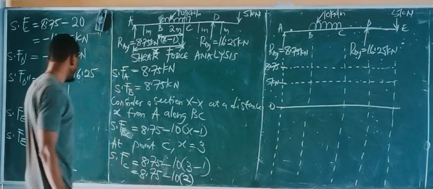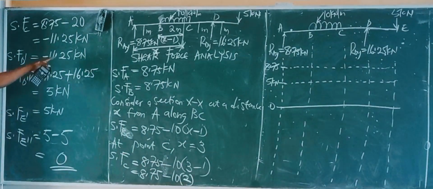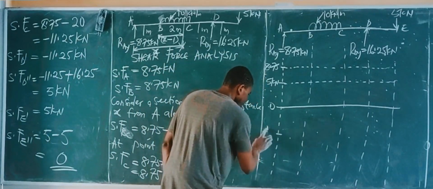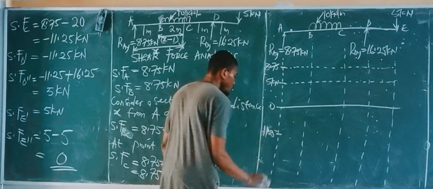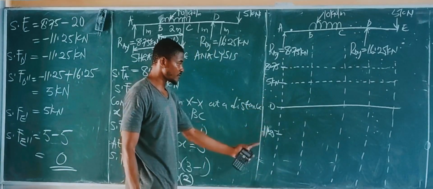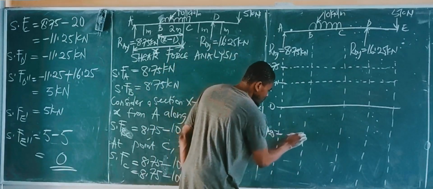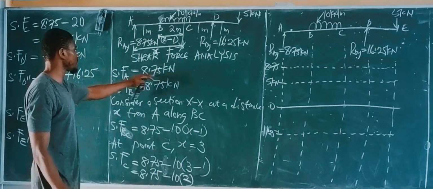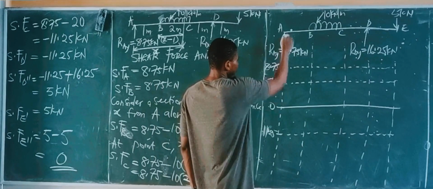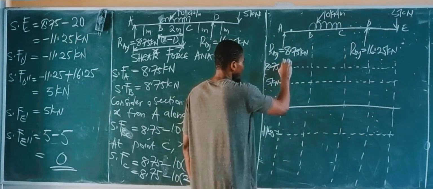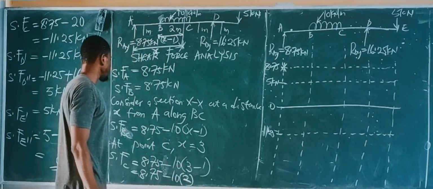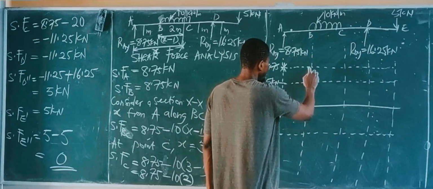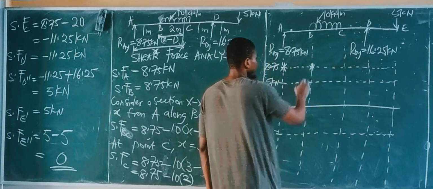Next we have minus 11.25. Let's call that here, 11.25. There's no need to put negative since it's below 0, so it's already negative. Let's trace it out as well. So shear force at point A is 8.75 kilonewtons. This is line A, so we put an asterisk. Shear force at B still remains 8.75 kilonewtons. This is line B, so we also put an asterisk.